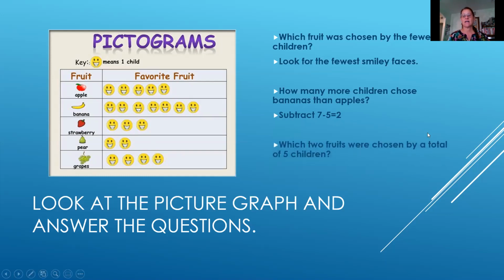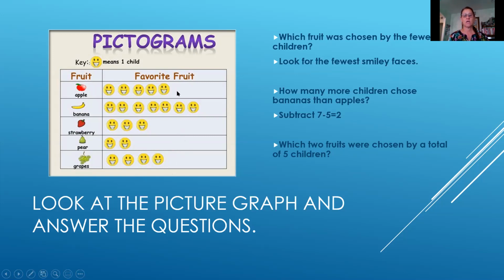Okay, and our last question here says, which 2 fruits were chosen by a total of 5 children? Now, to answer that question, you'd have to decide, could I add grapes and pear? That looks like too many. Pear and strawberry, that looks right. But wait a minute, apple has 5.